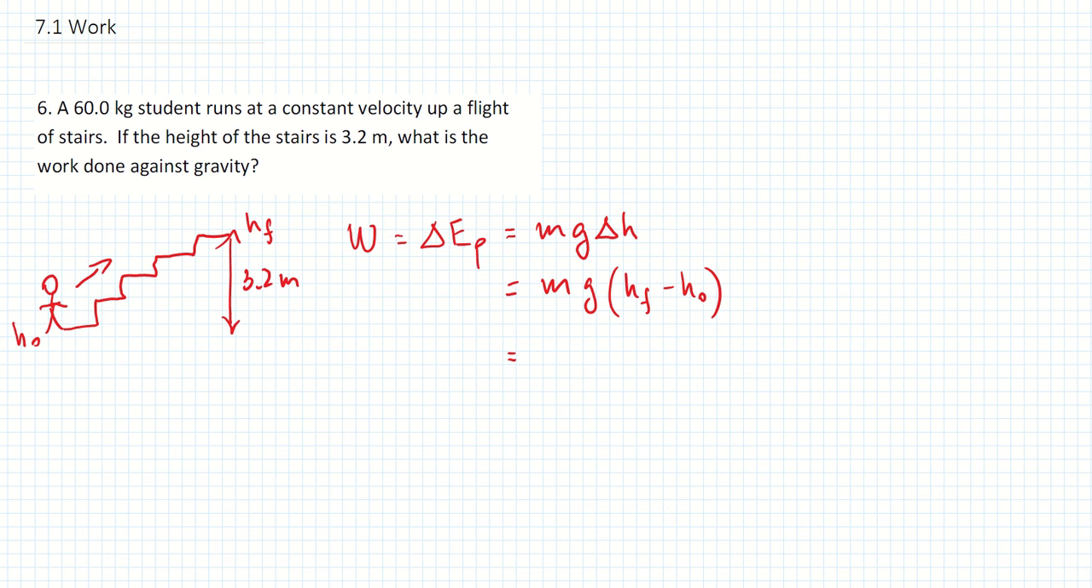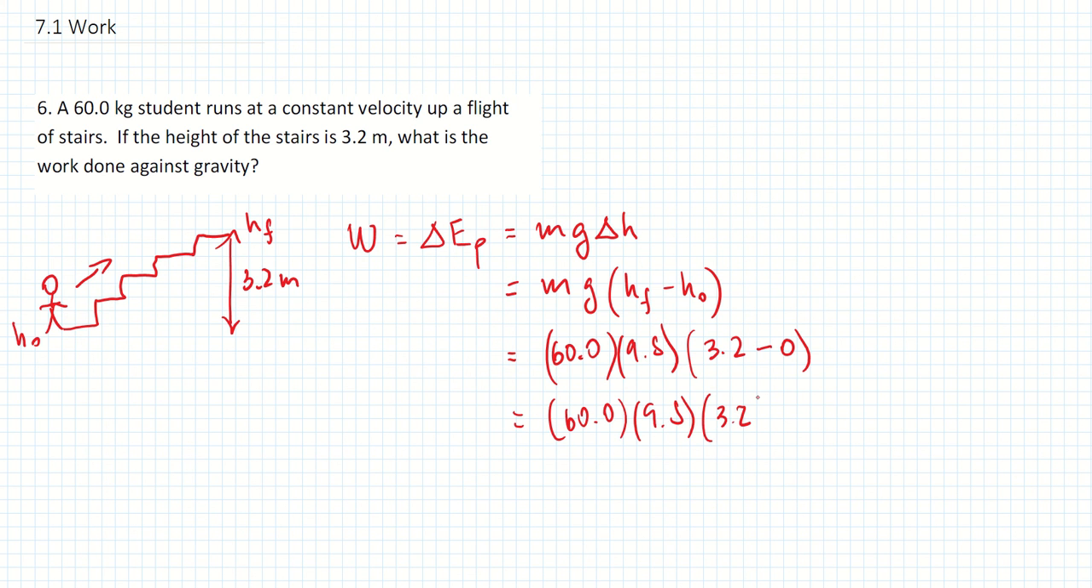And if you actually plug in the numbers for the mass, we get 60.0 times 9.8. So that's 3 sig figs there. And this difference here, h final is 3.2, which is 2 sig figs. Our initial height is 0 here. So we end up with just 3.2, right? Because here 0 doesn't really do anything. So we still end up with just 60.0 times 9.8 times 3.2.